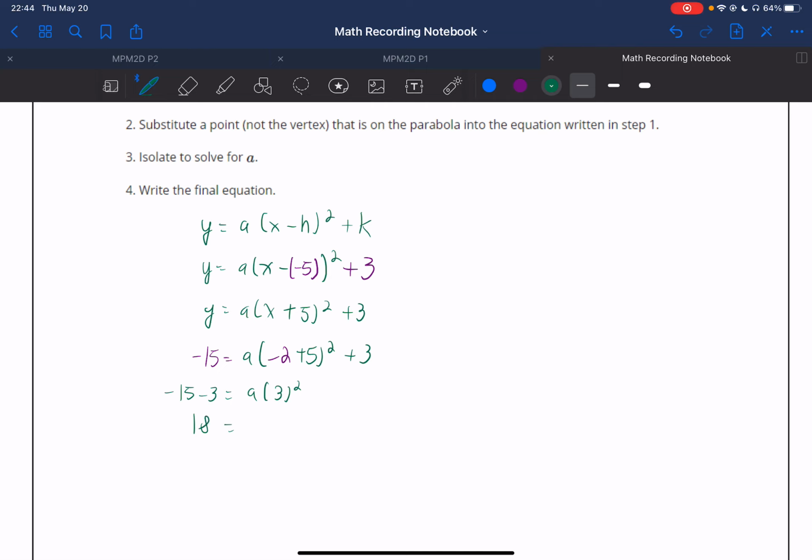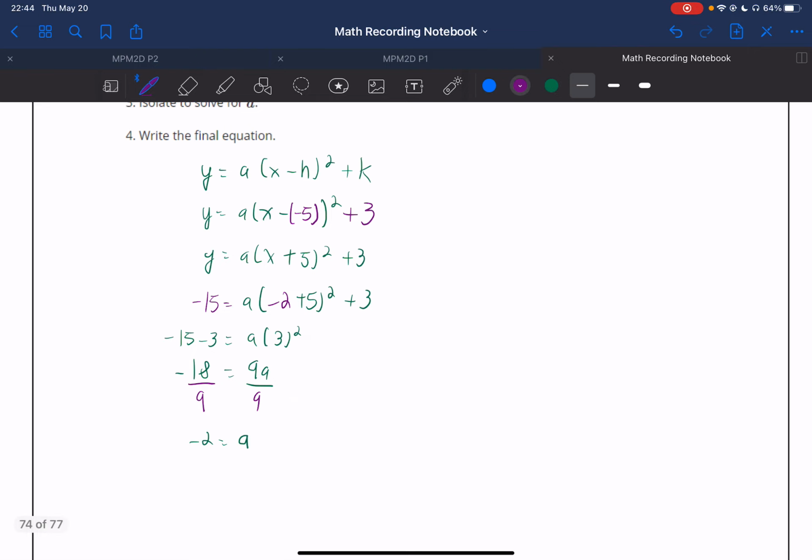Next line, we get 18. 3 times 3 gets us 9, so it's 9a. We divide both sides by 9. That should be -18. And we get -2 equals a. So what we're going to do is now write out our full equation with everything that we know. So we have therefore y equals -2(x plus 5) squared plus 3. And that is our vertex form.